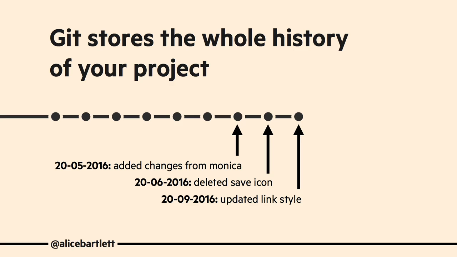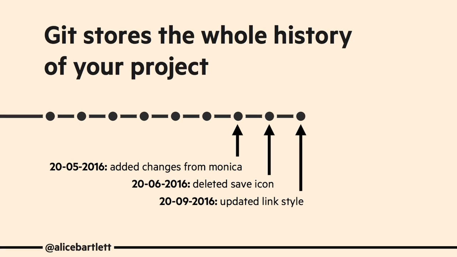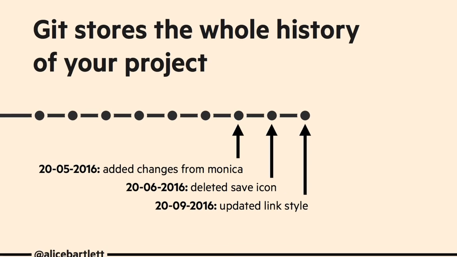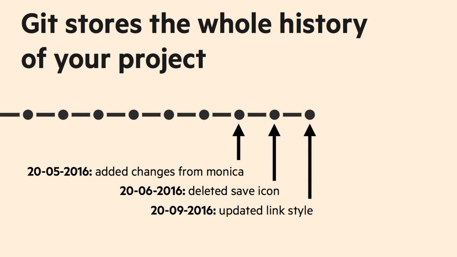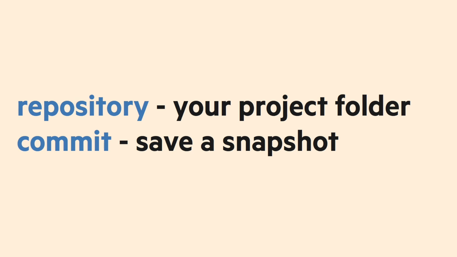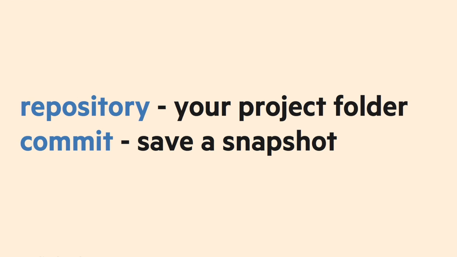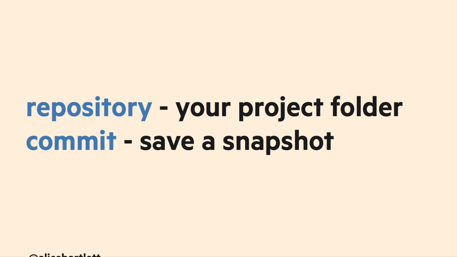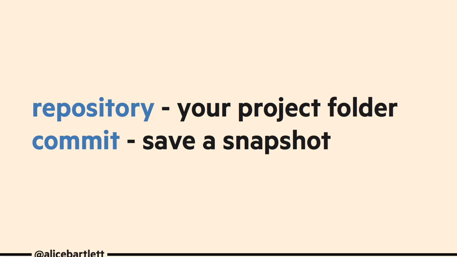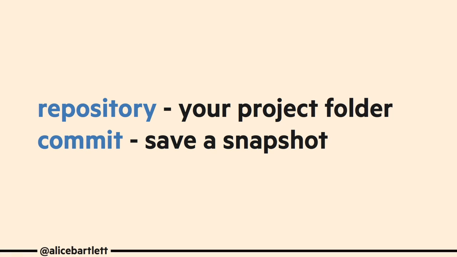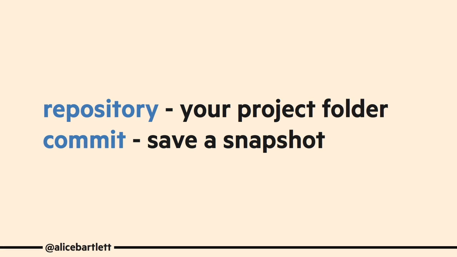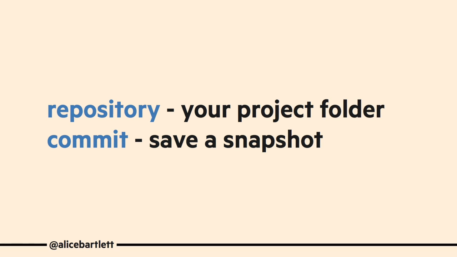I'm told this is a little bit like the history palette in Photoshop, but I don't know what that means. But hopefully you're like, oh yes, it is. Anyway, so those are two pieces of jargon that we've just done. Repository: just a folder of stuff you're interested in. Commit: saving a snapshot of that whole folder maybe, or some files in that folder. And that's what those two things are.